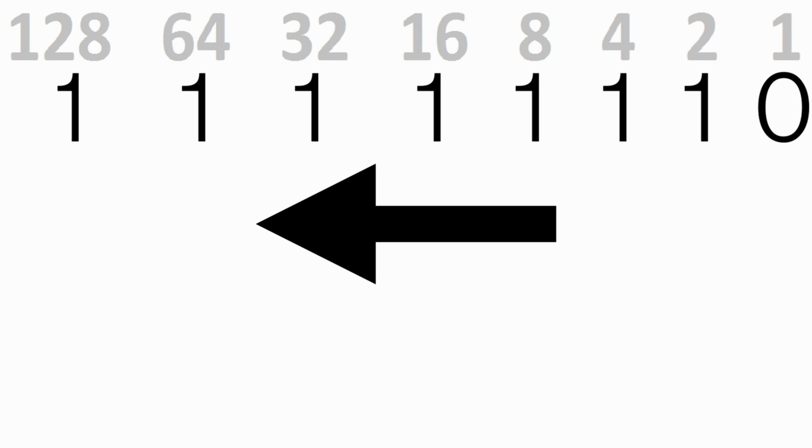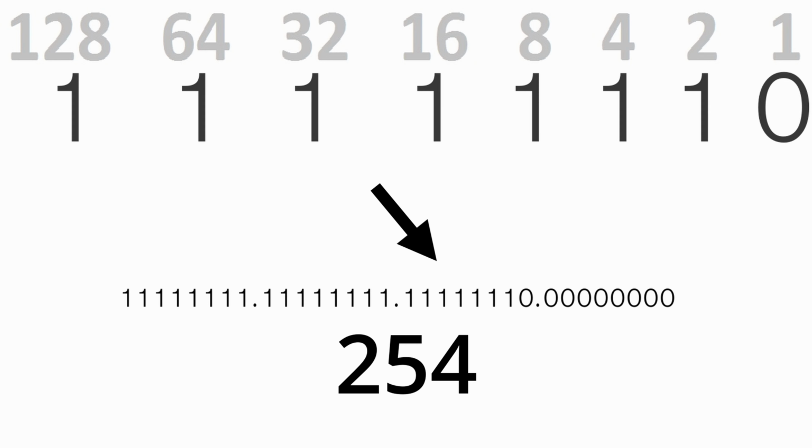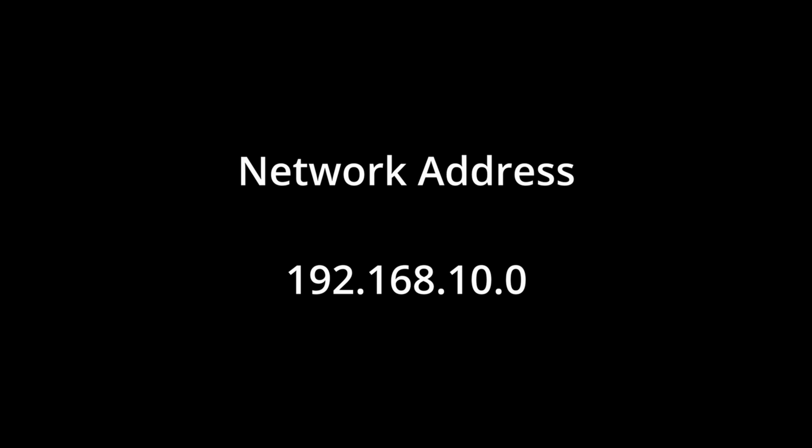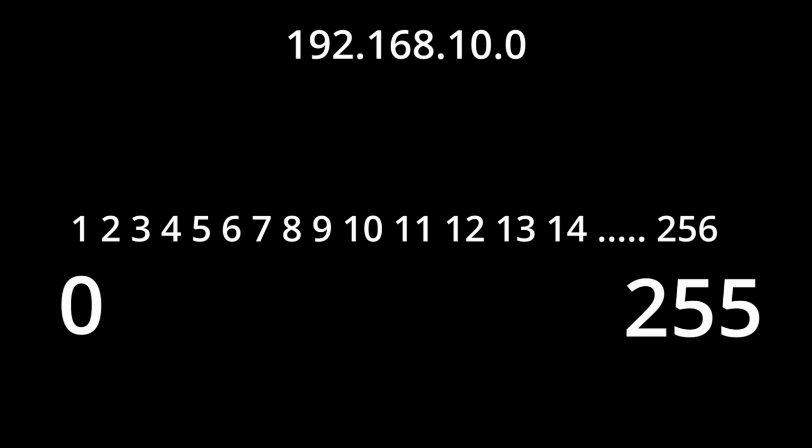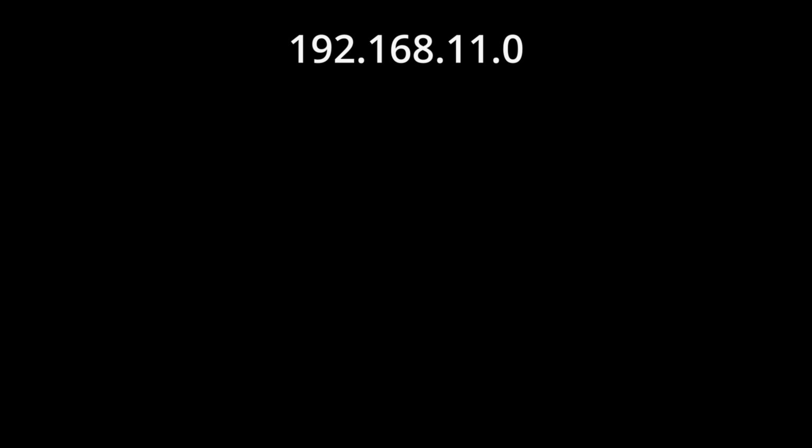Because we're adding host bits, we work from right to left. So the value of 7 ones with a 0 is 254. And because it's in the third octet, that makes our subnet mask 255.255.254.0. So let's work out the network, broadcast, and first and last addresses in this space. A network address would be 192.168.10.0. A broadcast address will be 512 addresses away. Half of 512 is 256. 0 to 255 is a count of 256. Remember, 0 is a value. When we get to 255, we then start again, but move to the next contiguous subnet range.